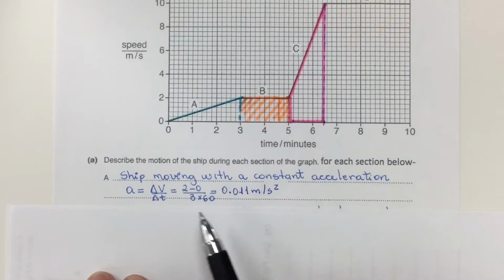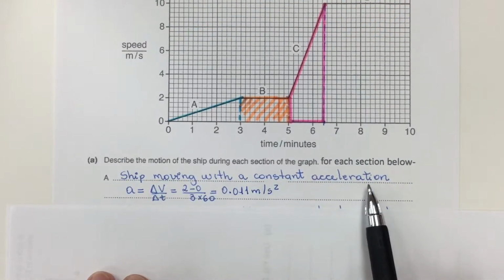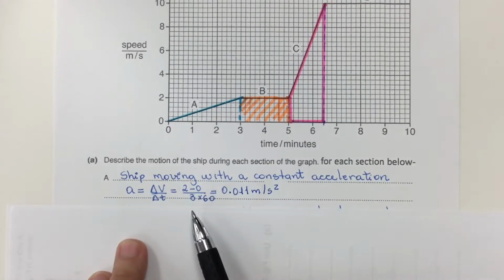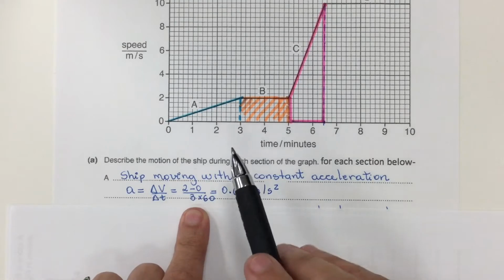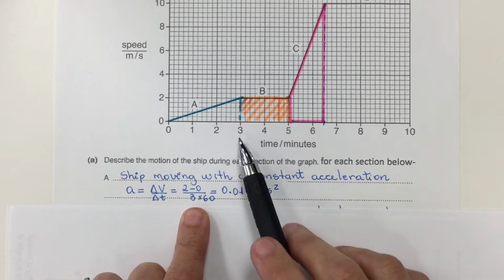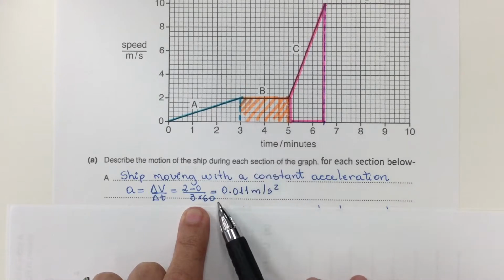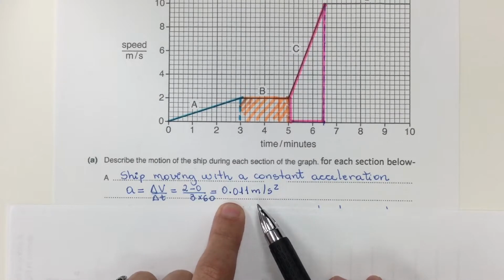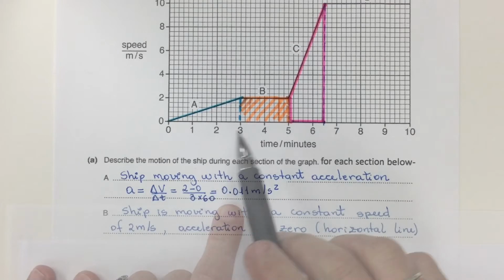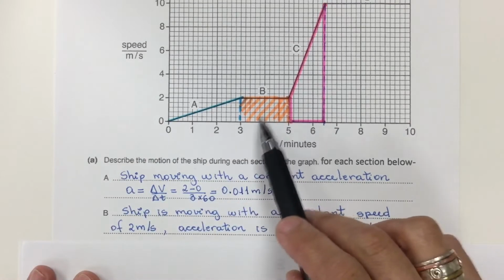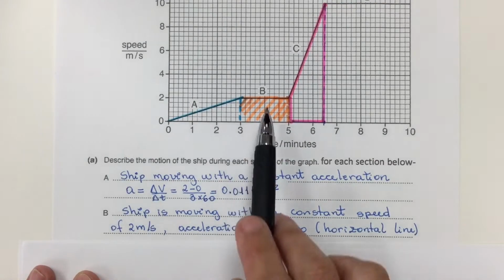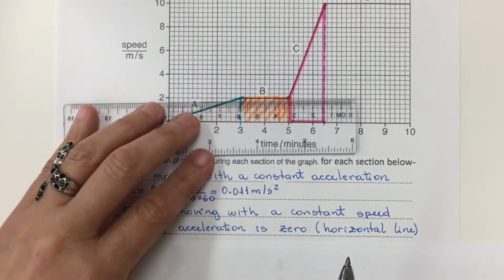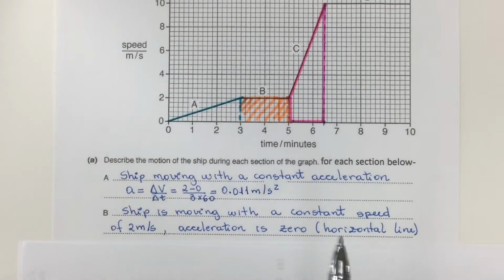On section A, the ship is moving with a constant acceleration. To calculate this acceleration, it is 2 over the time, which here is 180 seconds, 3 times 60 seconds. So that's the acceleration on section A. On section B, which is the orange shaded part, the ship is moving with a constant speed of 2 meters per second. Acceleration is 0 because it's showing a horizontal line.